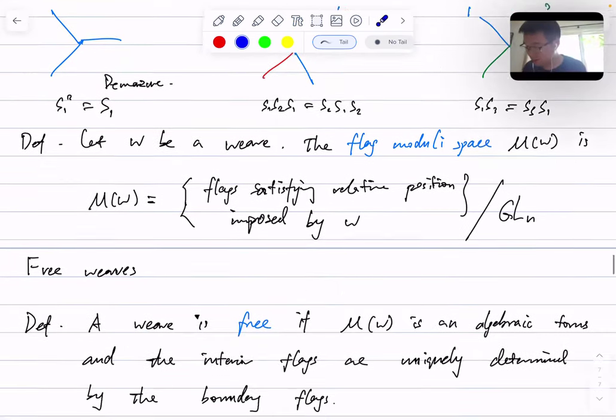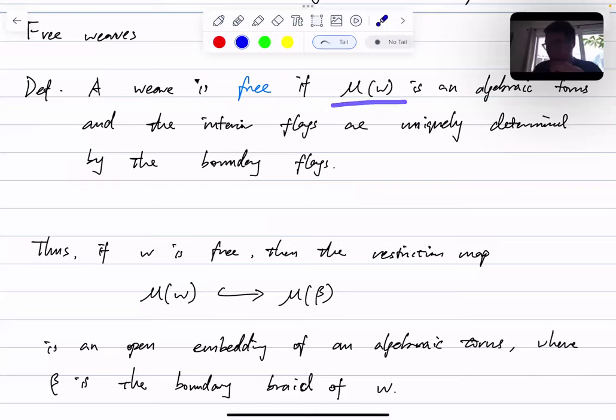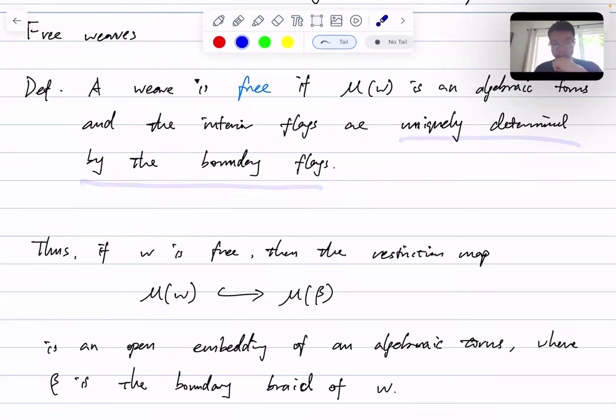Okay. So now, not all weaves are useful to us. The ones that are useful are called free weaves. Let me give you a practical definition of what a free weave is. This is not the actual definition given by Casals and Zaslow, but it works equivalently. A weave is free if the flag moduli space is an algebraic torus and the interior flags are uniquely determined by the boundary flags.